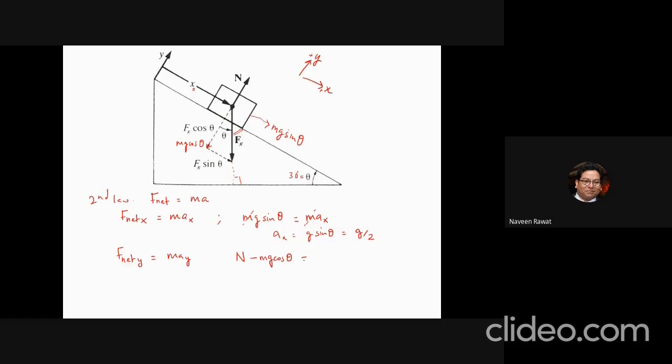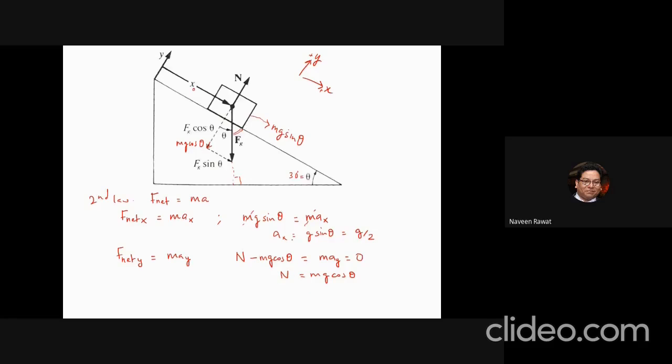That should be equal to m ay, and this object is not moving in the y direction at all, it is just sliding along the x direction. So this term is equal to 0. Then you get N is equal to mg cos theta. That is what you get from the second equation. All right, so that's good.